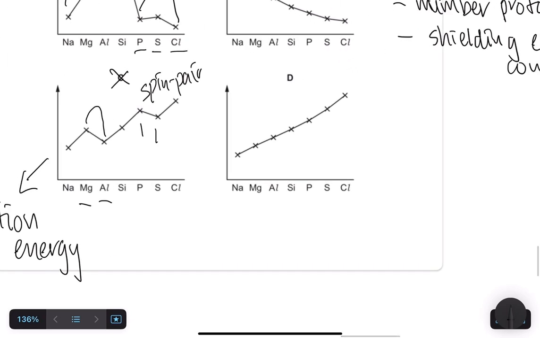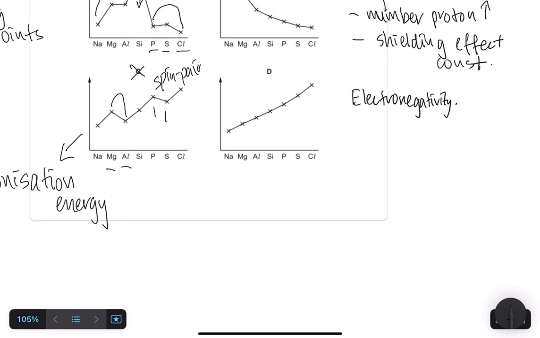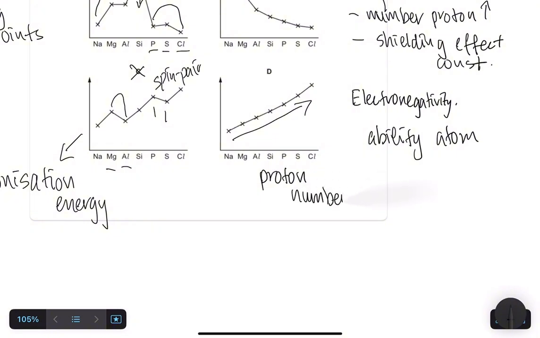So D, it shows the electronegativity that we're looking for. Electronegativity increases because the ability of an atom to attract bonding electrons in a covalent bond increases across a period when the proton number increases. So the answer is D.